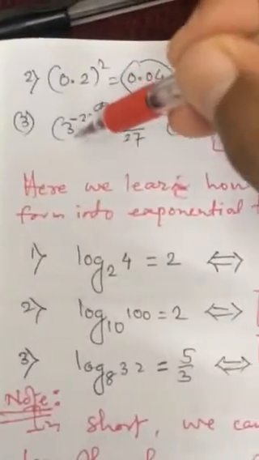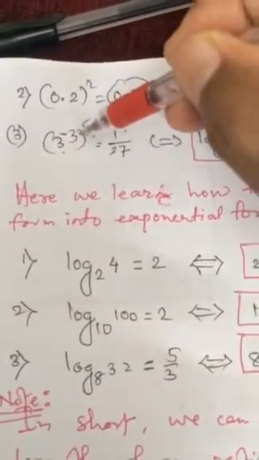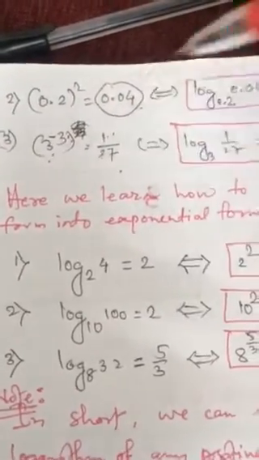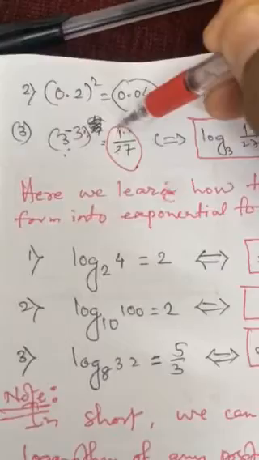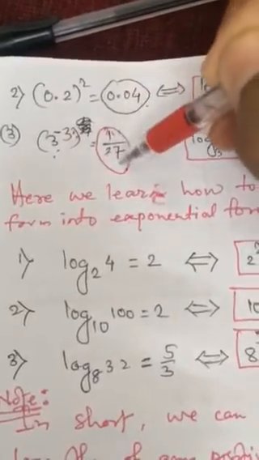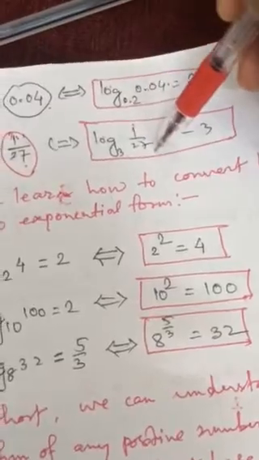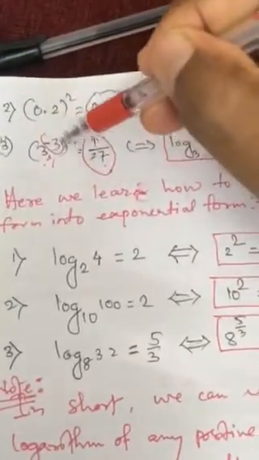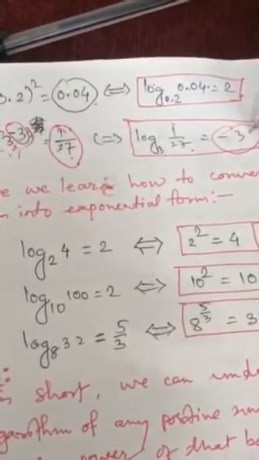You see here, 3 to the power minus 3 equal to 1 by 27. It means log of 1 by 27 to the base 3 is minus 3. Power is minus 3, so log is minus 3.